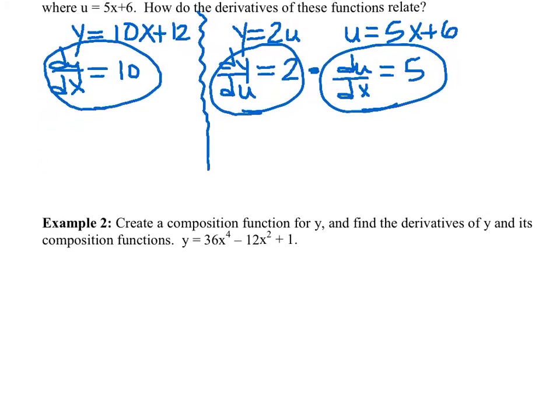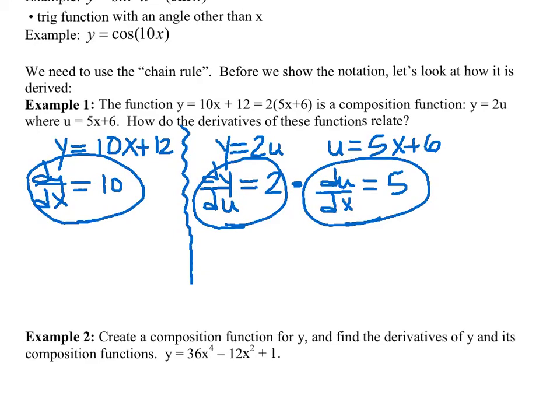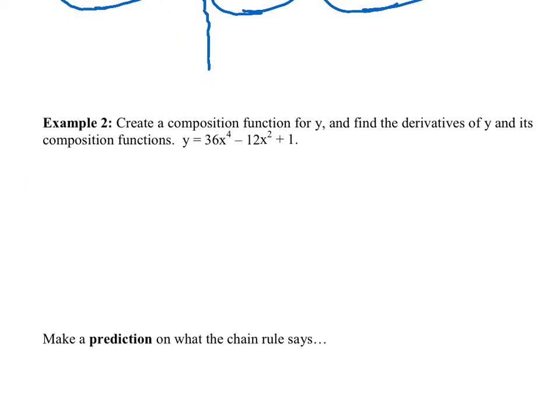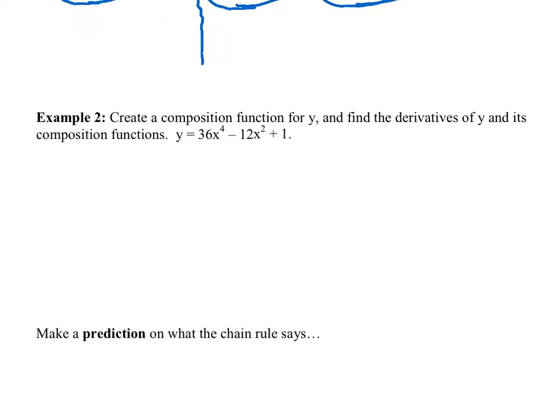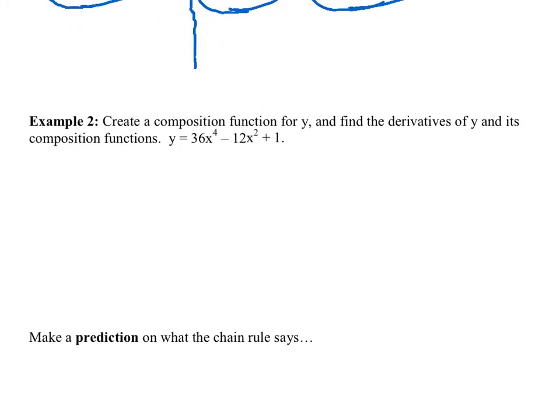Let's go ahead and take a look at example 2. By the way, you're probably looking at example 1 saying, why would I go through all that extra work? We're just laying the foundation for where the chain rule comes from. So for example 2, I'm going to get a thinner pen here because I'm going to write a little bit more on this one. Create a composition function for y and find the derivatives of y and its composition functions. Let's start off here with y equals 3x to the 4th minus 12x squared plus 1.